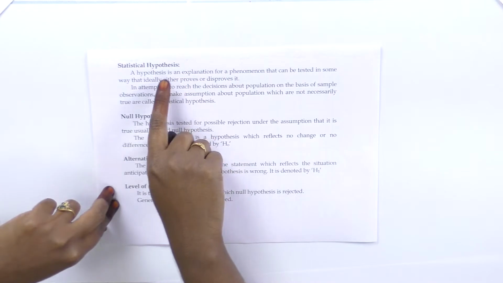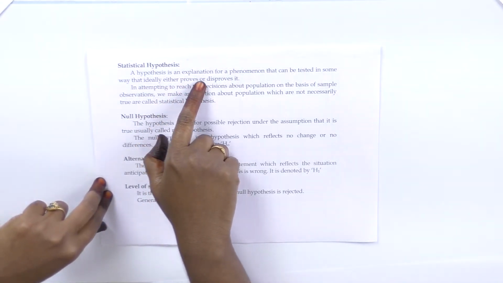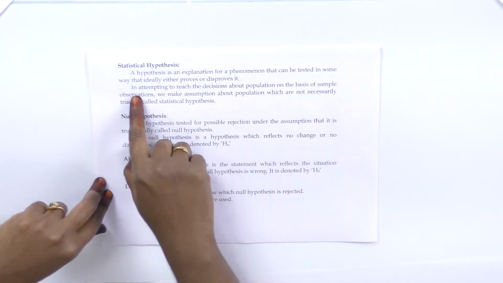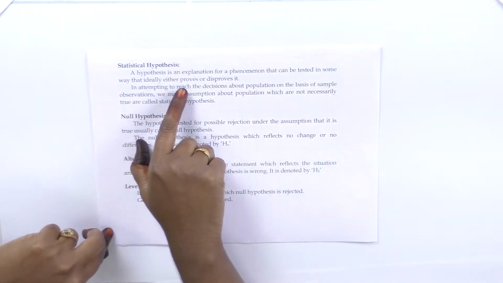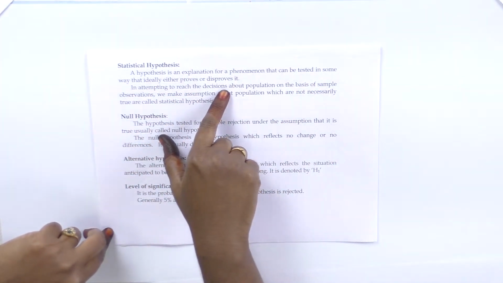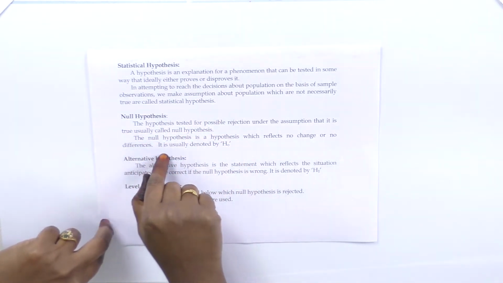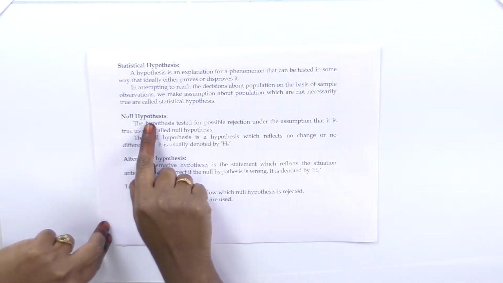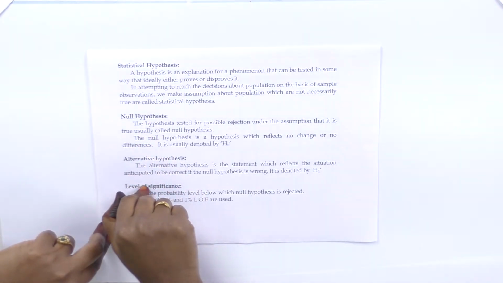Statistical hypothesis. A hypothesis is an explanation for a phenomenon that can be tested in some way that ideally either proves or disproves it. Under statistical hypothesis, we have two cases: one is the null hypothesis, another is the alternative hypothesis.